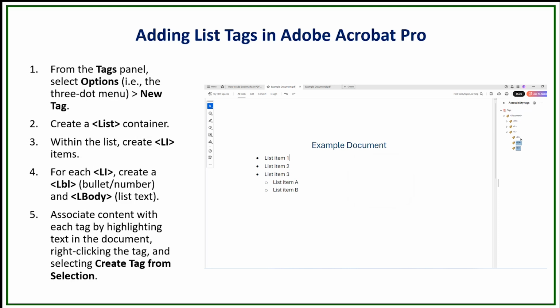Associate content with each tag by highlighting text in the document, right-clicking the tag, and selecting Create Tag from Selection.